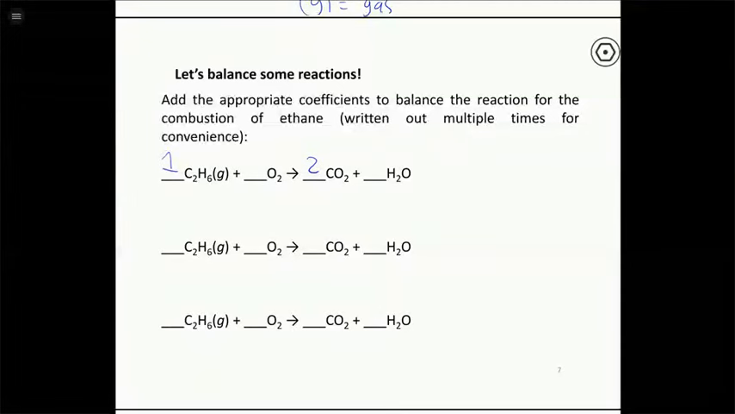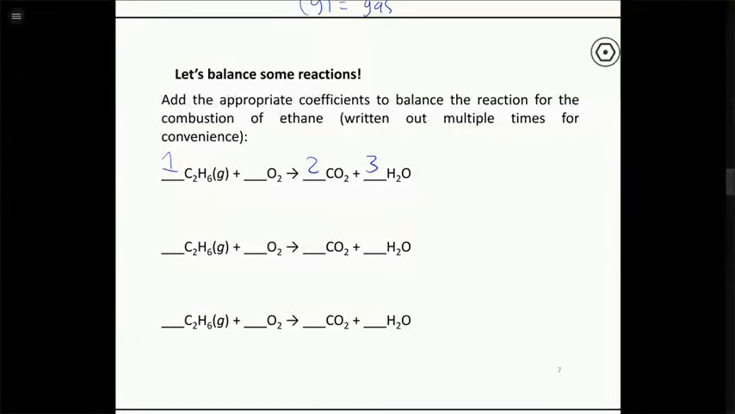And then we can do the same thing for hydrogen. We have 6 hydrogens in our reactant ethane, and the only place that hydrogen appears on the product side is in H2O. So if we want to have 6 hydrogens from water, we need to have 3 water molecules, or 3 moles of water, to get a total of 6 hydrogens.